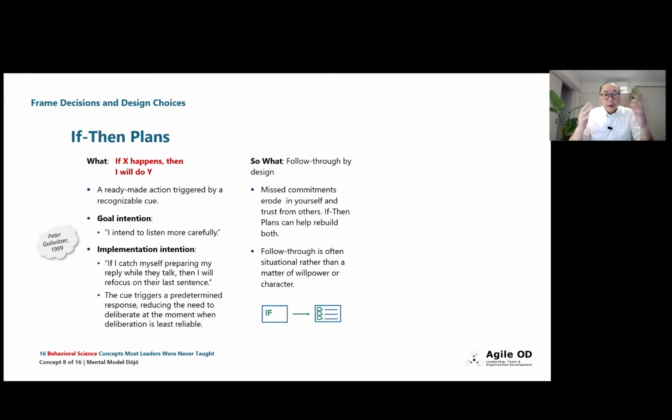The important reframe here is that follow-through is often situational rather than simply a matter of willpower or character. Sometimes the obstacle is structural, not personal. Conflicting priorities, excessive workload, insufficient authority, missing capability, or lack of psychological safety may be the real obstacle. An if-then plan can help someone surface it, set a boundary, ask for support, or escalate it earlier.